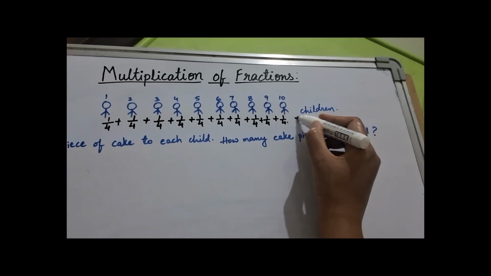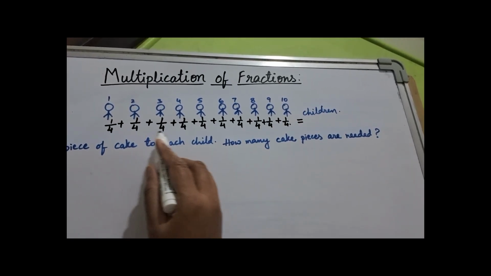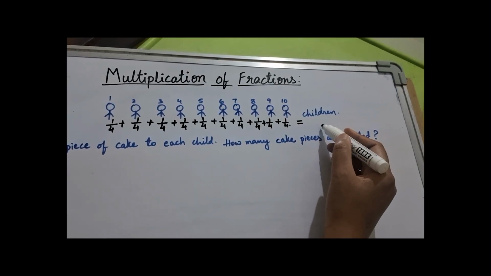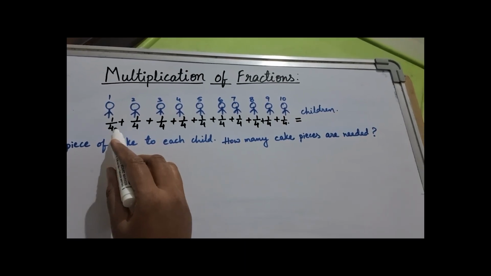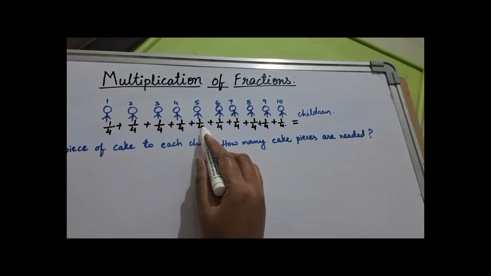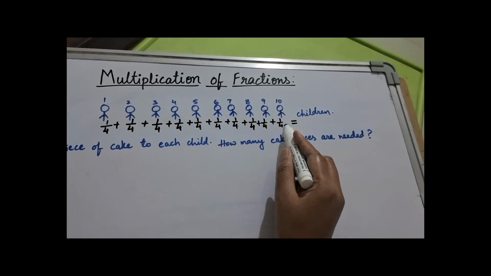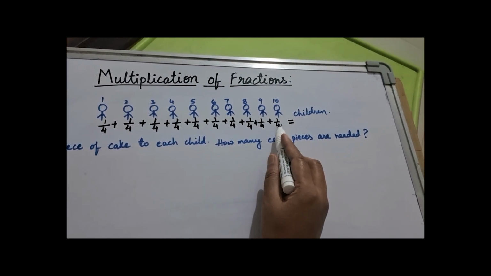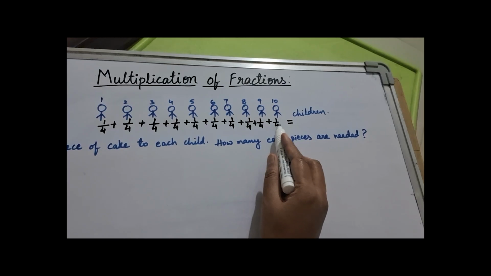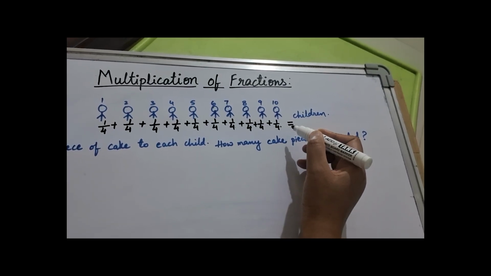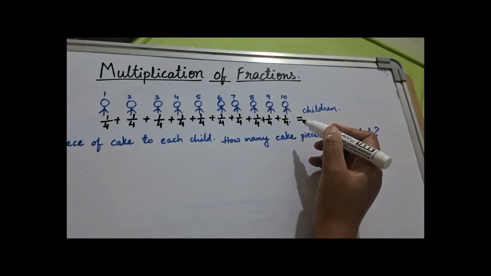Okay. Then what we will get? How many cake pieces are required? That fraction we will get here. Okay. So let us add. As we can see, children, here all the denominators are same. That means all these fractions are like fractions. For the like fractions, children, we have seen how to do addition of like fractions.